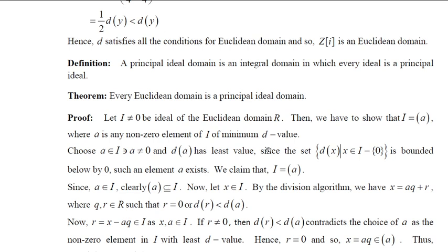That means we have shown that every ideal of R is a principal ideal. Therefore, this Euclidean domain is a principal ideal domain. So in general, we have proved that every Euclidean domain is a principal ideal domain.